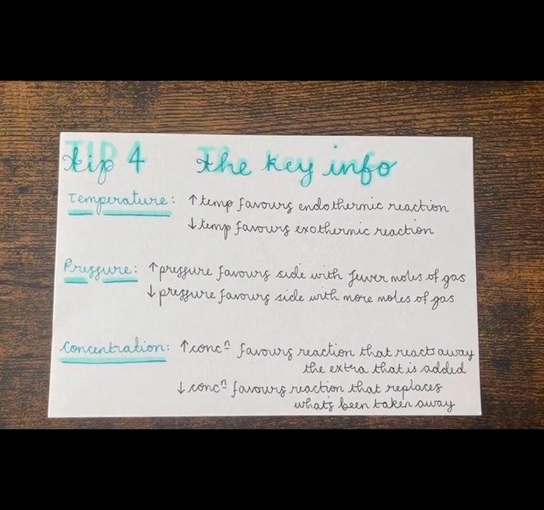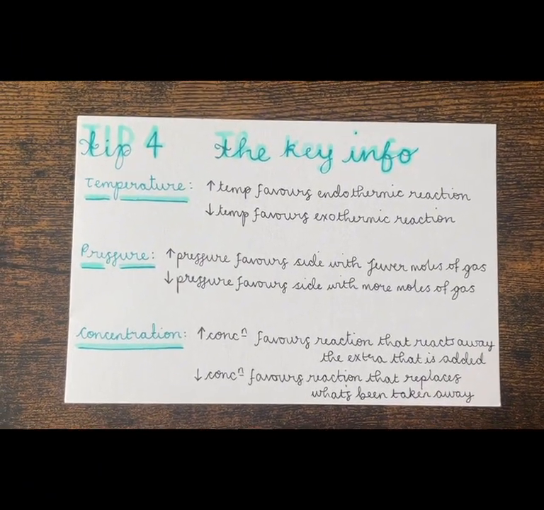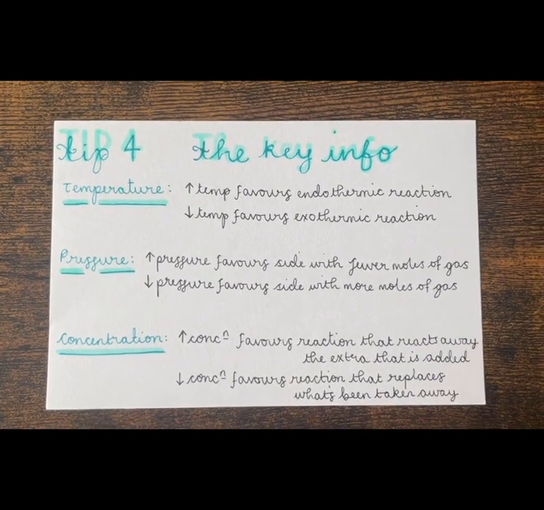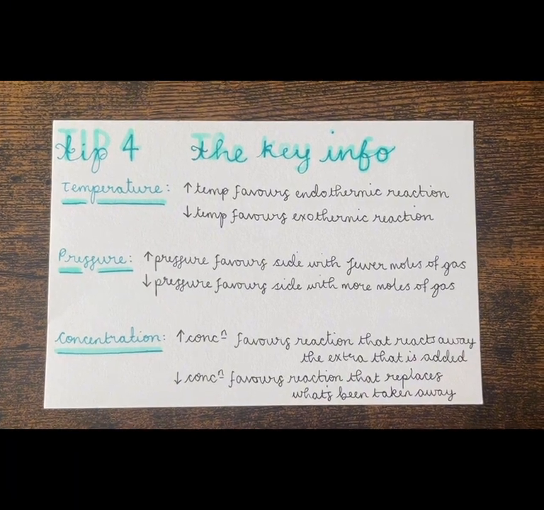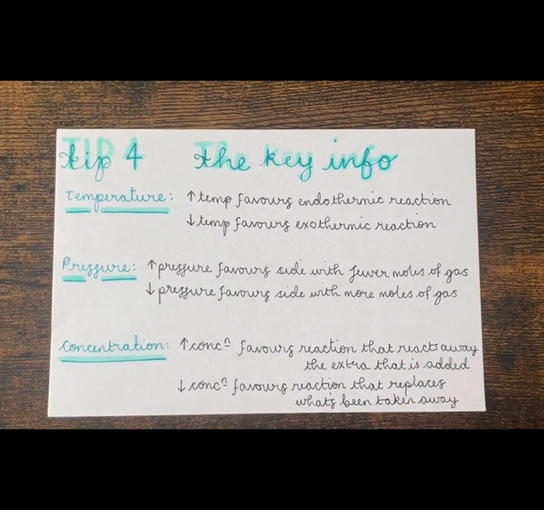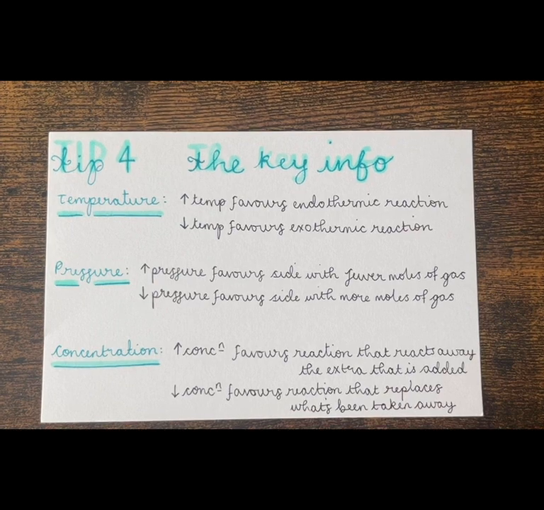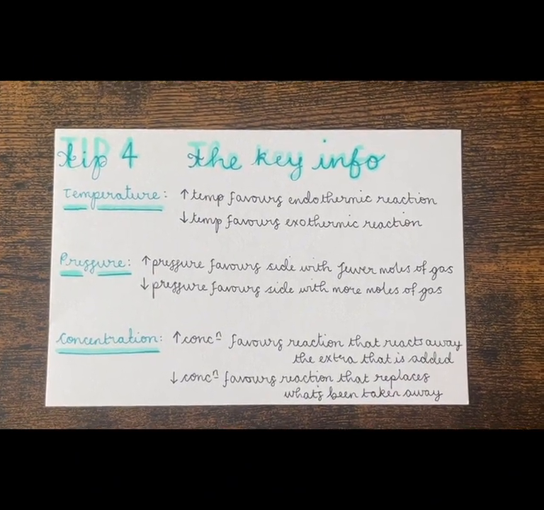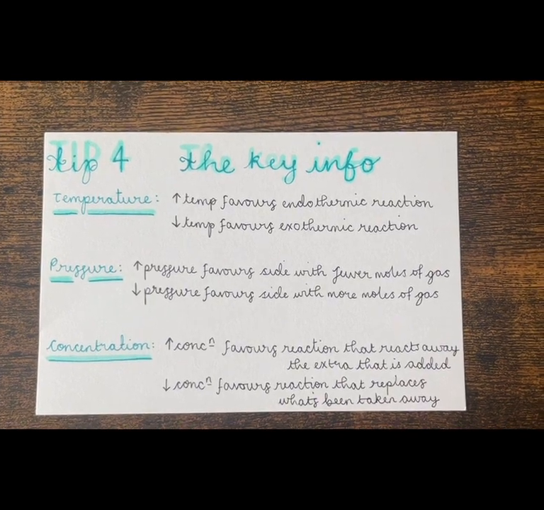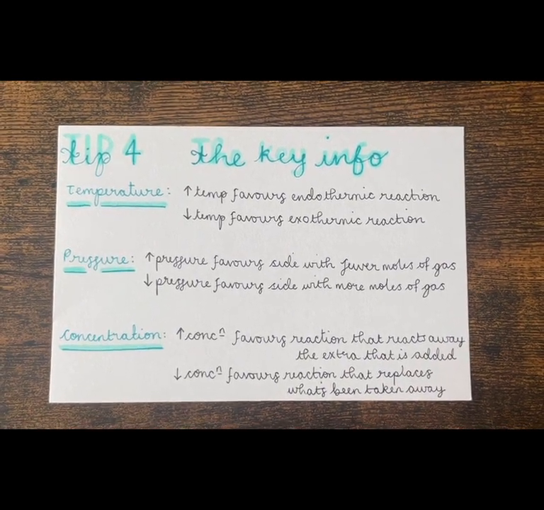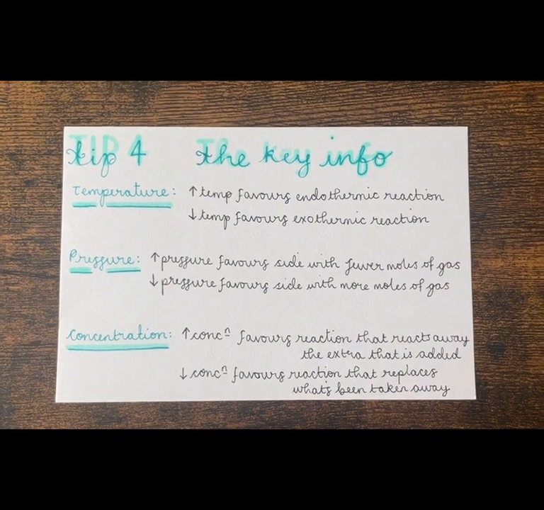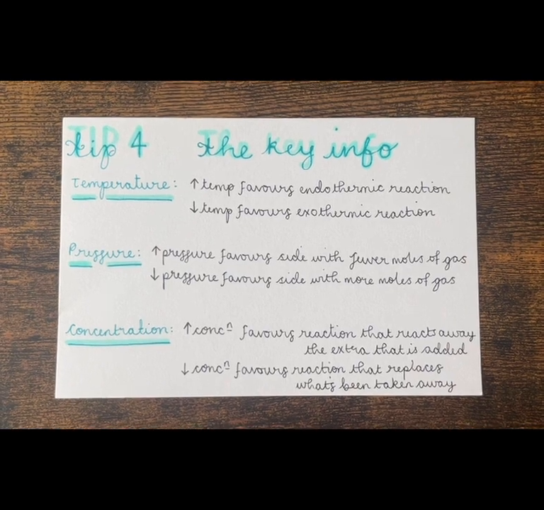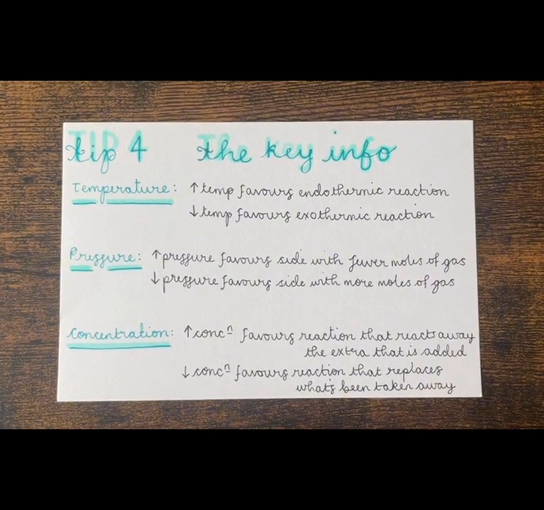Tip 4 is the next part. So what key information do we need to know in order to work out how the position of equilibrium is going to shift? So we need to know that for temperature, anytime the temperature is increased, the endothermic reaction will always be favoured. And anytime the temperature is decreased, the exothermic reaction will be favoured. Now, this is all down to Le Chatelier's principle and him saying that the system will always work to oppose any changes imposed upon it.